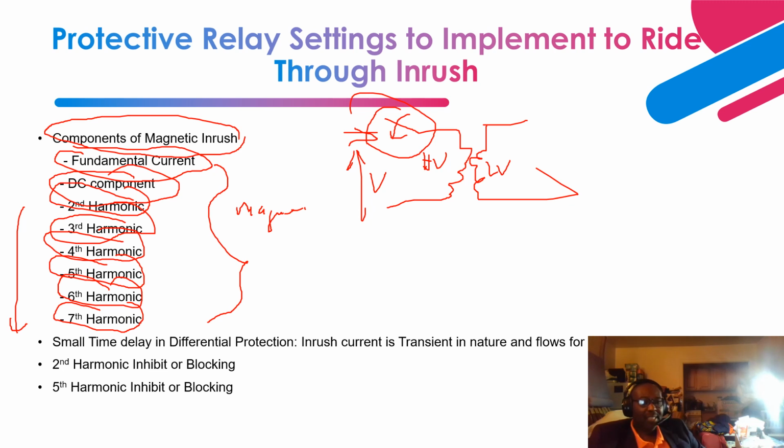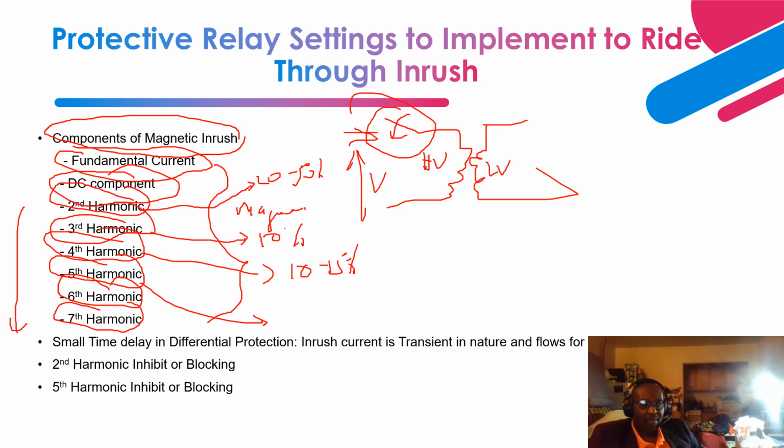For instance, the second harmonic content can be about 20 to 30% of the inrush current. The fourth harmonic current can be, let's say, about 10 to 15%. Then your third harmonic current, let's say about 10%. Then your fifth harmonic, let's say about 8%.